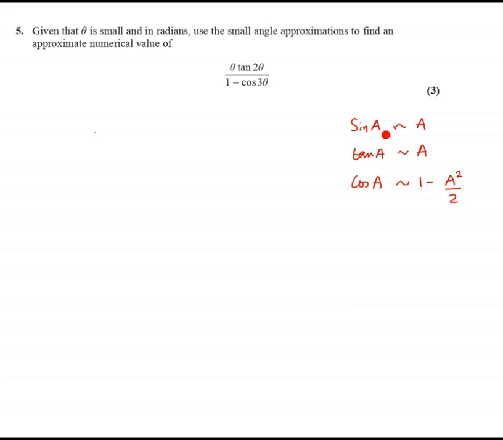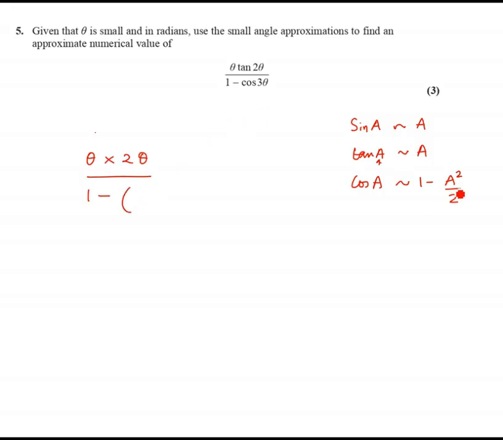Now if A is theta, then sin theta will be theta. If A is 2 theta, sin 2 theta will be 2 theta. So like that, you just have to replace A for whatever angle theta is. So in here, let's use these approximations. So theta remains theta. Now tan 2 theta. So replace A with 2 theta, so it will be 2 theta. So times 2 theta over 1 minus cos theta.